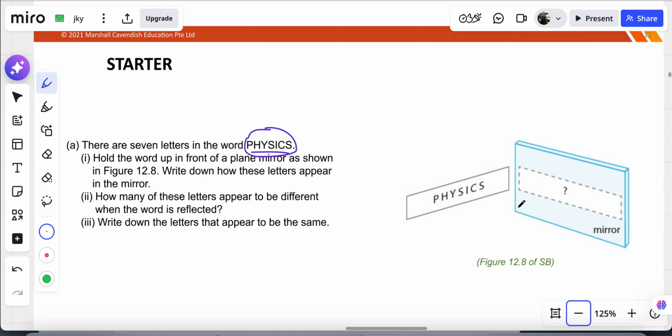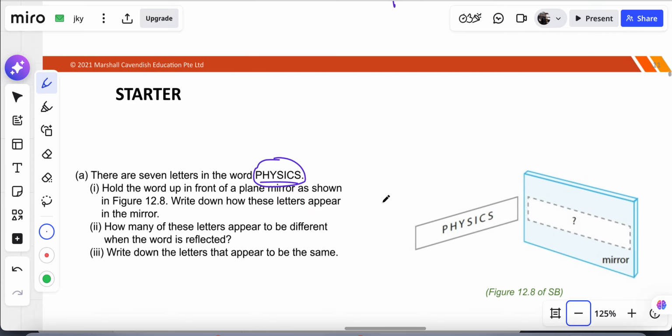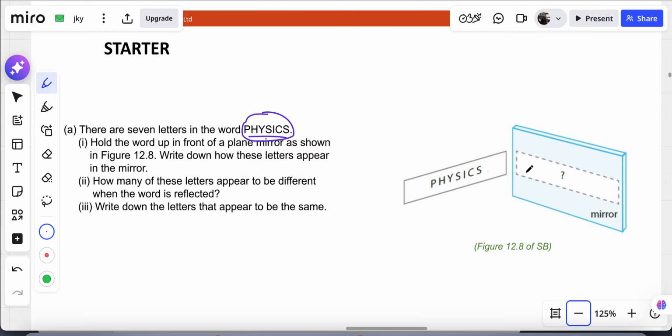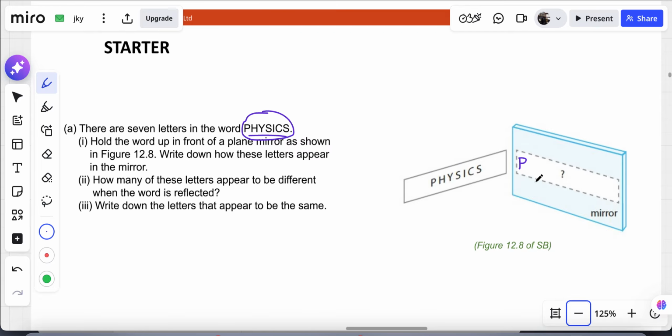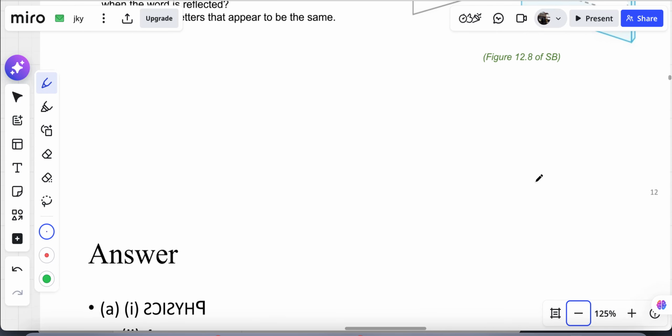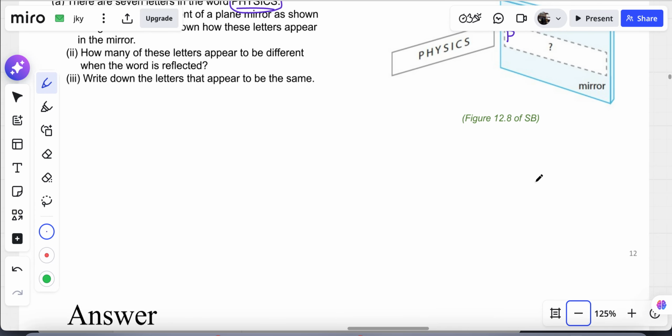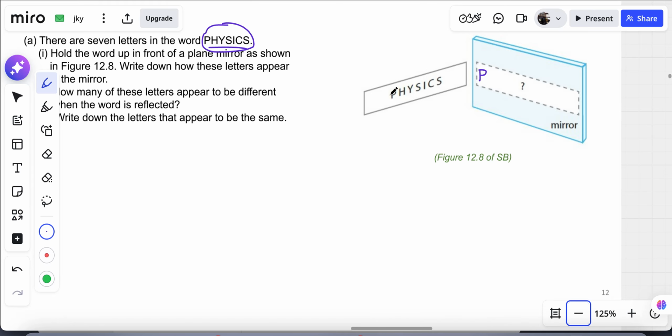How will it be on the mirror? That's the question, a puzzle you go to solve. Remember, they are laterally inverted. So physics, how will it be? It will not be physics like this. It will be like this, right? H is the same as H. So you're going to solve this, complete the answer. Remember, physics is far end, this one will also be far end. Sorry, P will be on this way.